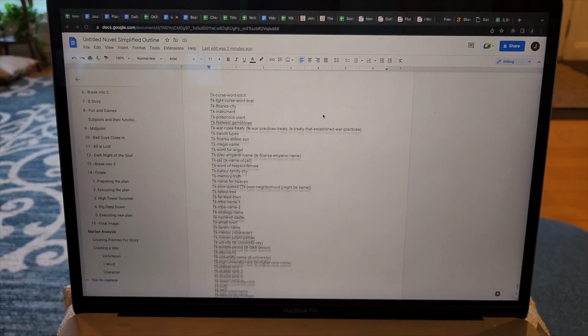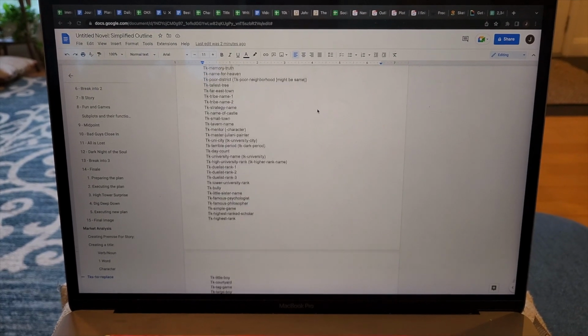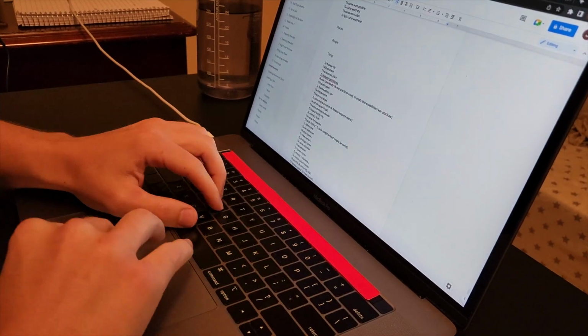I figured out all the different things that I'm going to have to replace, but the first thing that I want to do here with them is sort them into categories, because some of them are people that I need to name, some of them are actual places that I need to name, and a lot of them are things, and also some of them are curse words that I need to name. Those are the main categories of things that I need to start naming, and I'm going to go through and sort them, and once I have them all sorted, then I can start going through and systematically naming all of them.